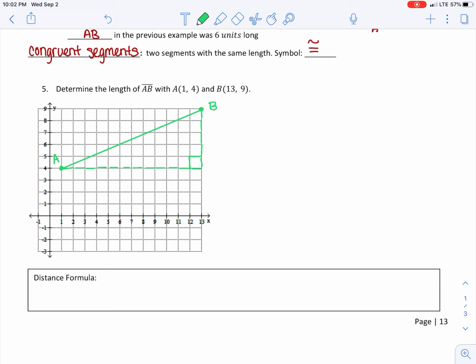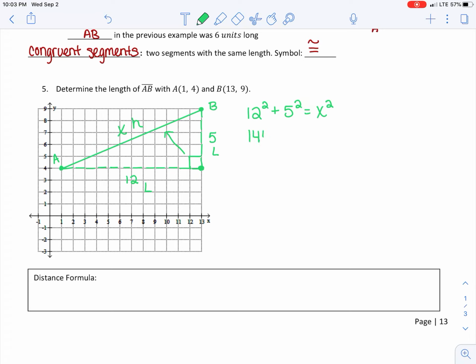So if we count from A to this point here, we have a segment that is 12 units long. Then if we count from that point to point B, we have a segment that is 5 units long. At this point, I have the legs of my right triangle, and I want to find the distance from A to B, and that's going to be my hypotenuse. So I can find that by using the Pythagorean theorem. I'm going to label that side x. So my legs: 12 squared plus 5 squared is equal to my hypotenuse squared.